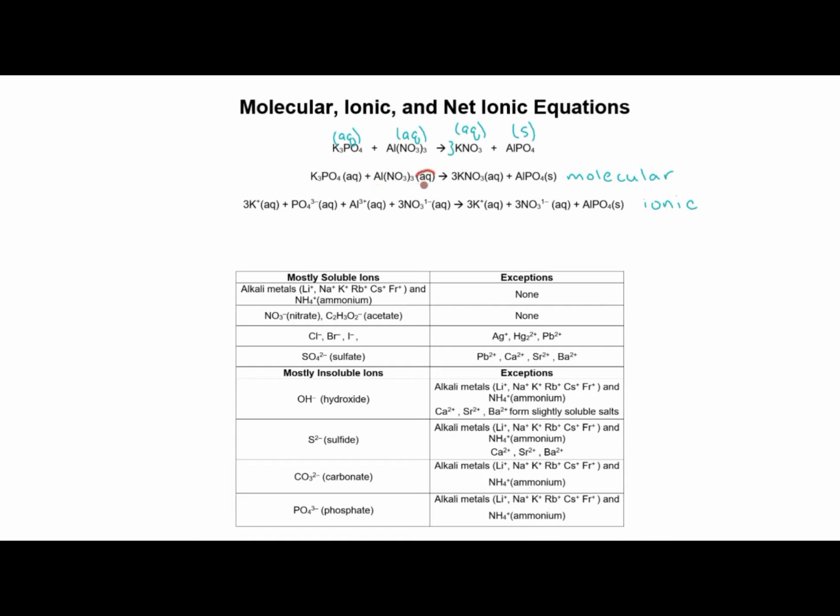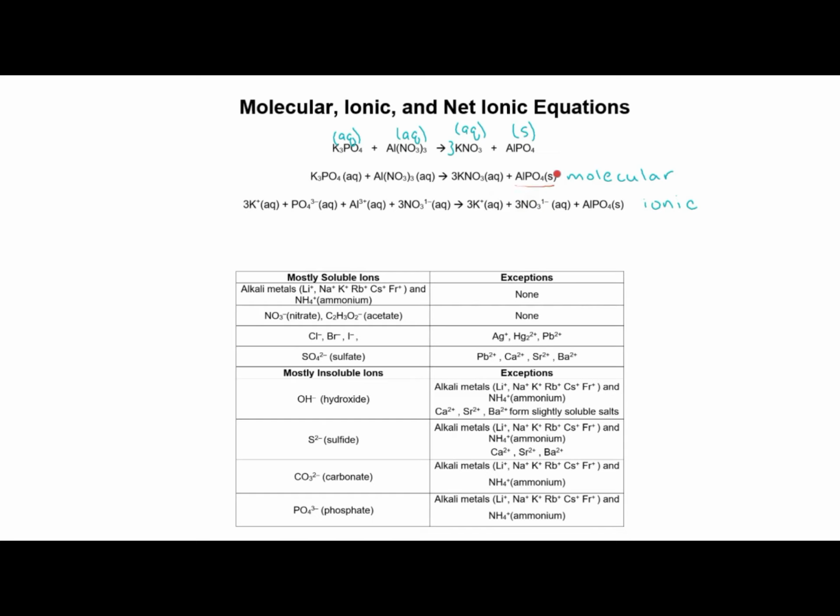Aluminum nitrate, also soluble, becomes the aluminum cation, and again 3 nitrate anions because of this 3 here turns into that 3 there. Potassium nitrate, notice it has a 3 here for balancing. That means we have 3 potassium cations and 3 nitrate anions.